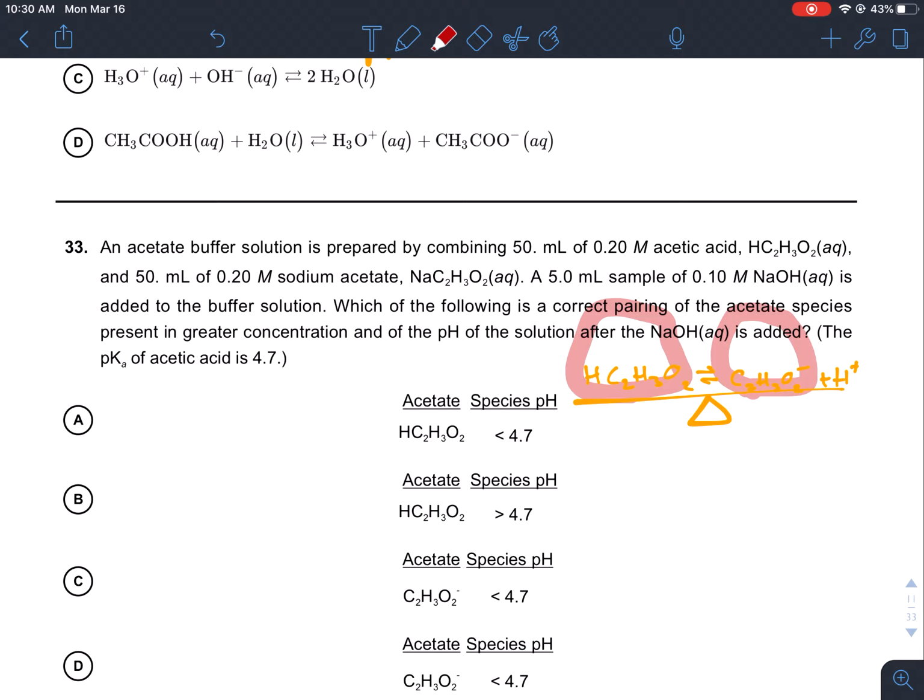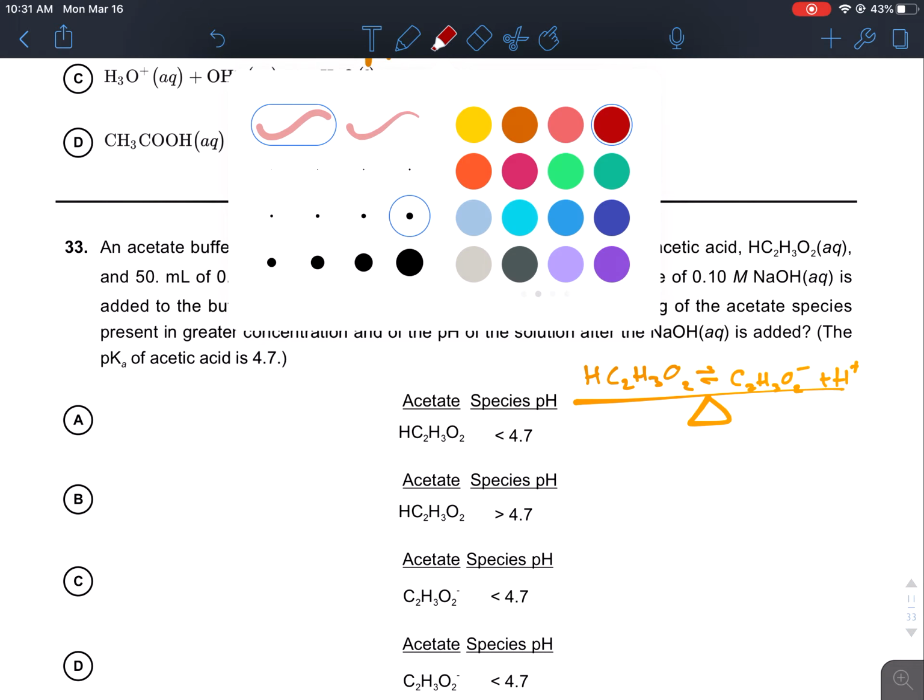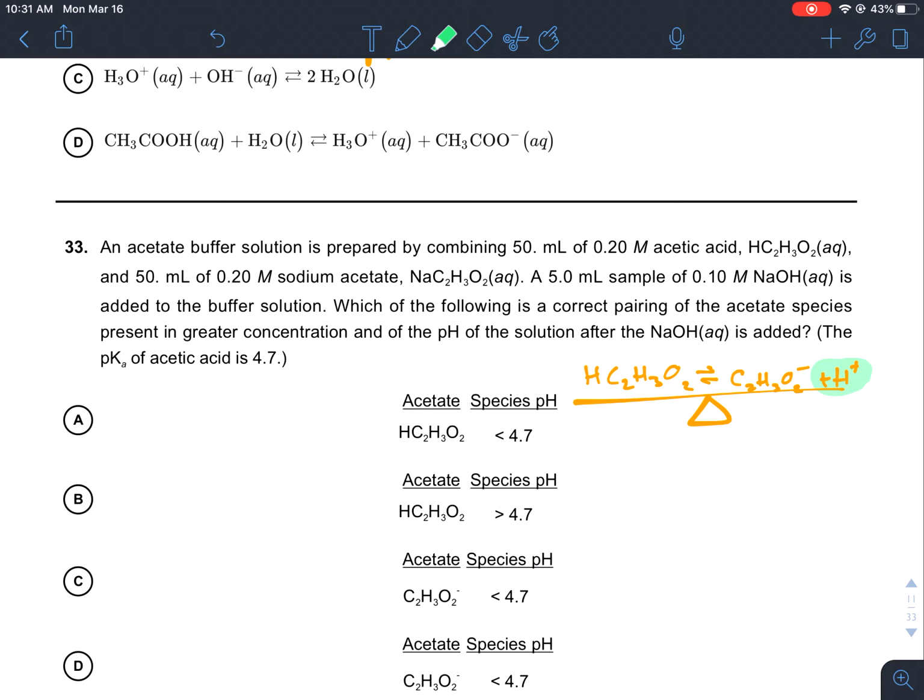But then you add some NaOH. When you add that NaOH, what are you going to do? You consume that H+. That H+ is going to go away because you got rid of it, so what's going to happen according to Le Chatelier's principle? You're going to create more of the stuff on the right to get back to equilibrium. In other words, your C2H3O2 minus is going to go up, right? Because the NaOH is getting rid of that.